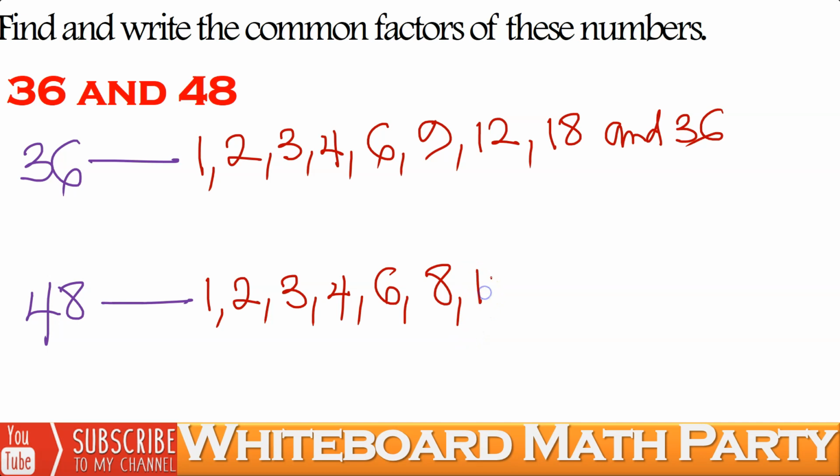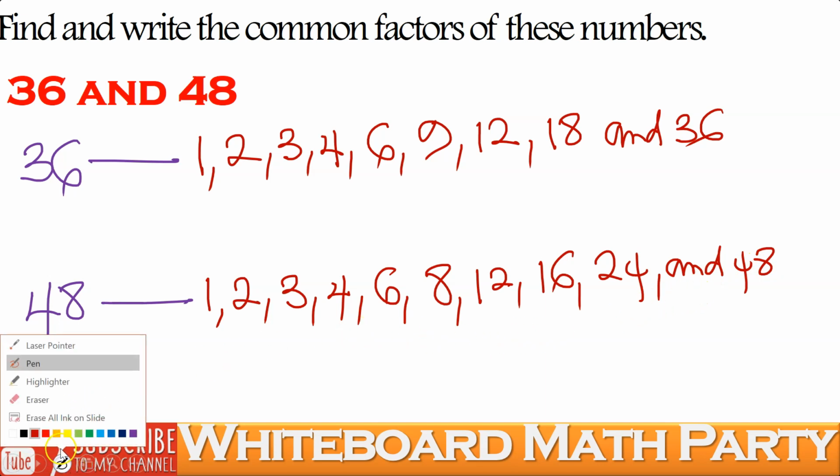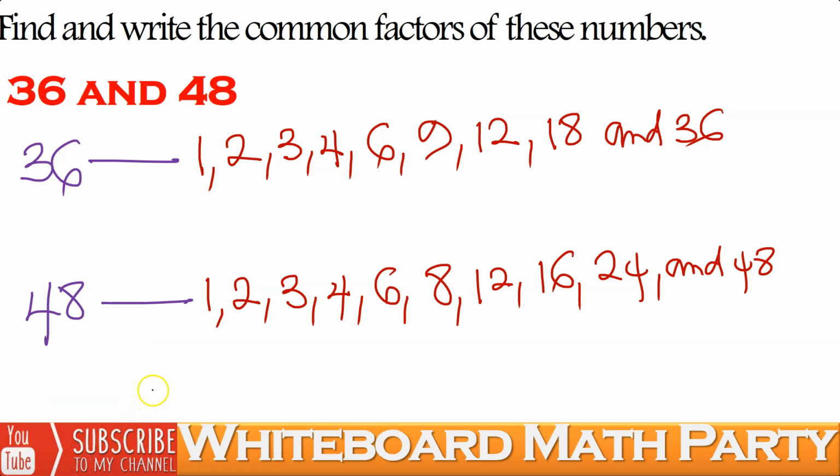Another number that can go is the number 12. That is for sure. What about number 16? Yes, the number 16 can divide it successfully without any remainder. Any other number? Yes. The number 24 can divide 48 without any remainder, and the number 48 can also divide itself without any remainder. Now, let us compare, because comparing is the only means through which we can find out the numbers that belong both to 36 and 48.